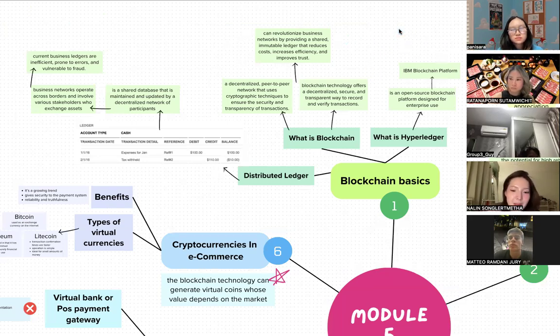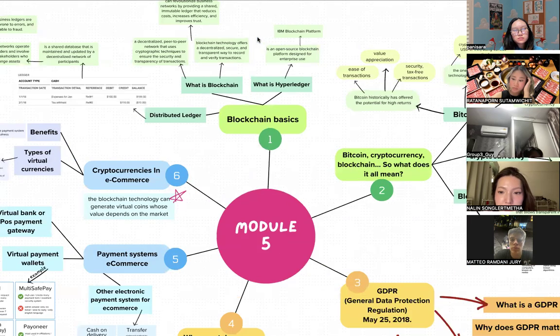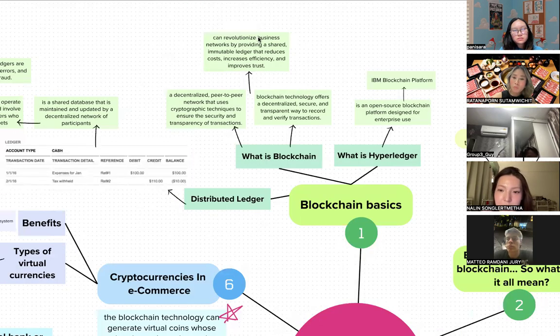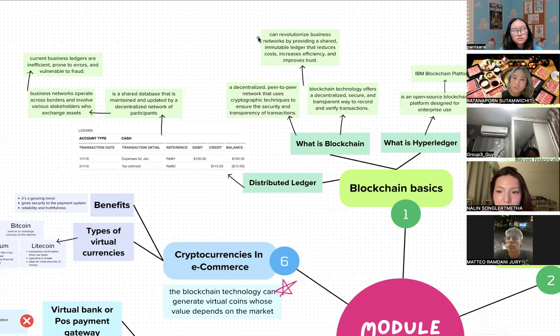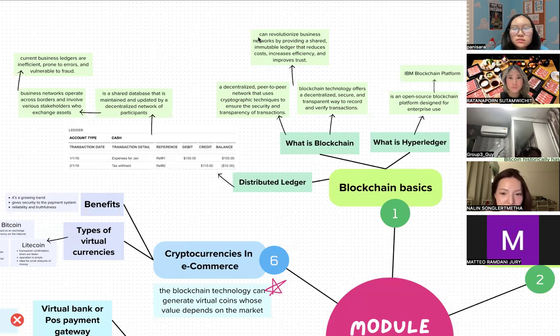Hi. Today we're gonna present module 5. First we're gonna start with the blockchain basics. So, first of all, what is a distributed ledger? The distributed ledger is a shared database that is maintained and updated by a decentralized network of participants, and it provides a transparent, secure, and immutable record of transactions, eliminating the need for intermediaries.